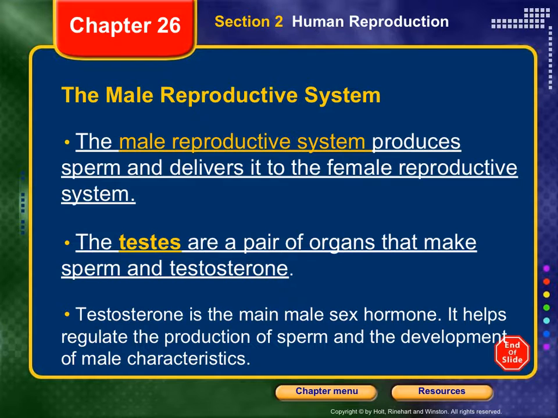Okay, so we'll start with the male reproductive system. Next, the definition for letter A: it produces sperm and delivers it to the female reproductive system. So there are two parts to it, the sperm production and the delivery mechanism. There are probably a couple of different major organs, but it includes the testes, which are the organs that make the sperm, and the hormone testosterone.